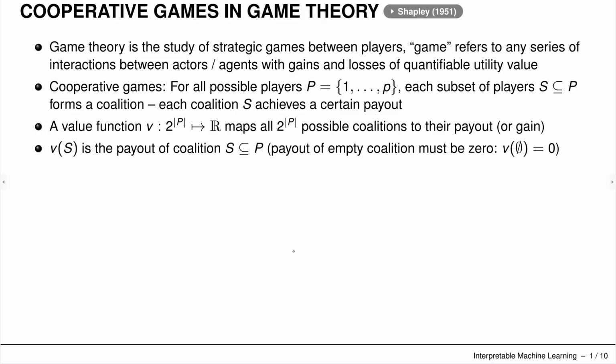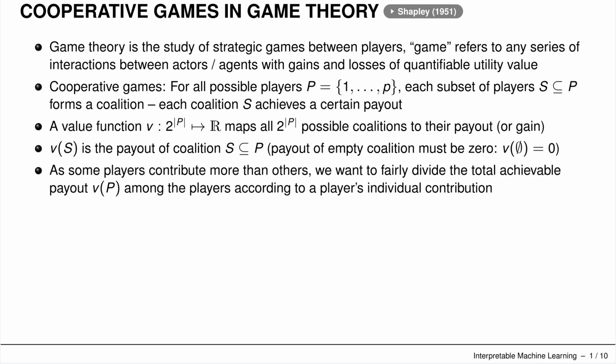And v of S, the value function, then calculates the payout of a coalition S, and the payout of an empty coalition always has to be 0. So if there are no players in a coalition, then there won't be any payout.